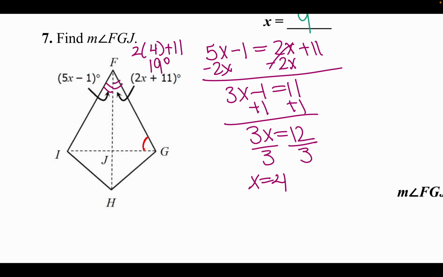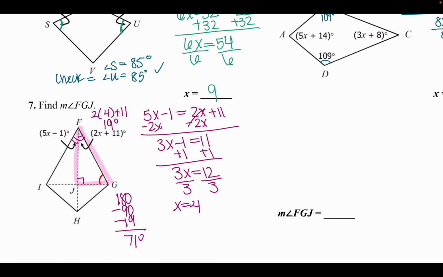Now don't forget, we have a right angle here. And now we have a triangle. So we have 19 degrees, 90 degrees, and that missing angle measure. So we can do 180 minus 90 minus that 19 degrees. So the angle we were trying to find, FGJ, this angle right here, is 71 degrees.